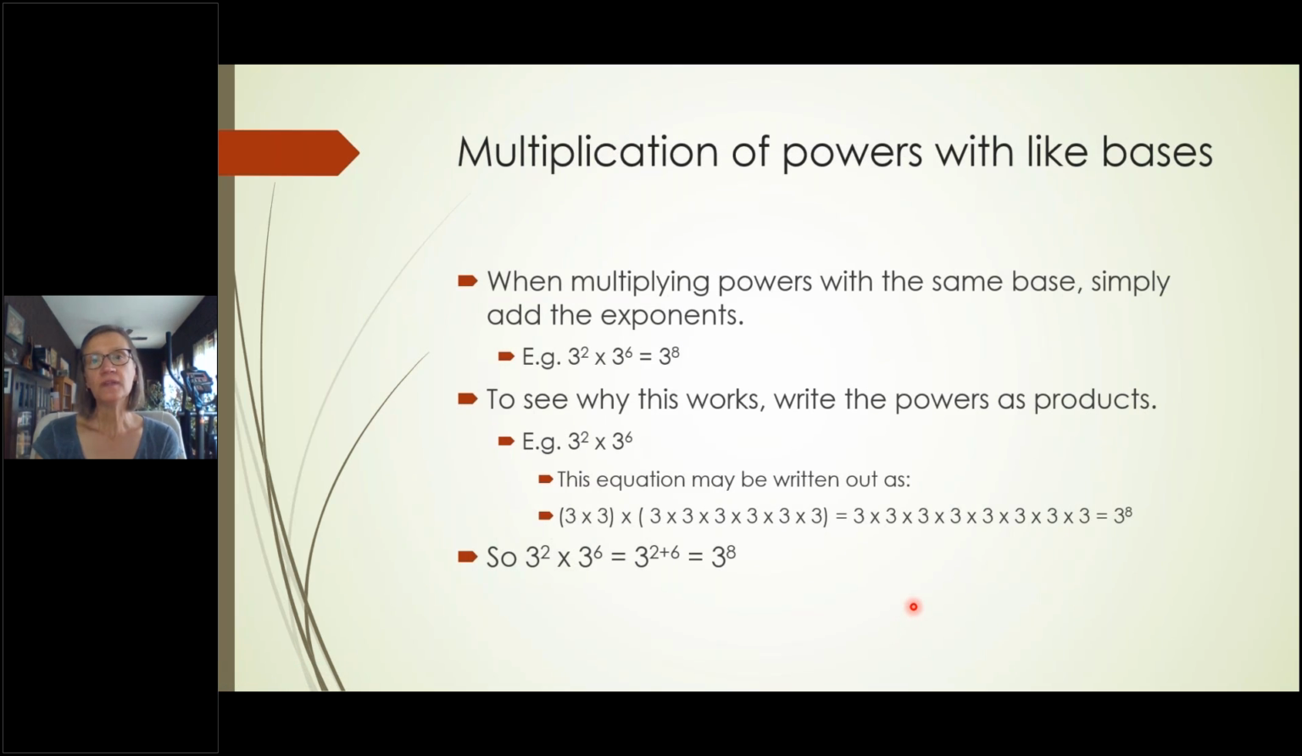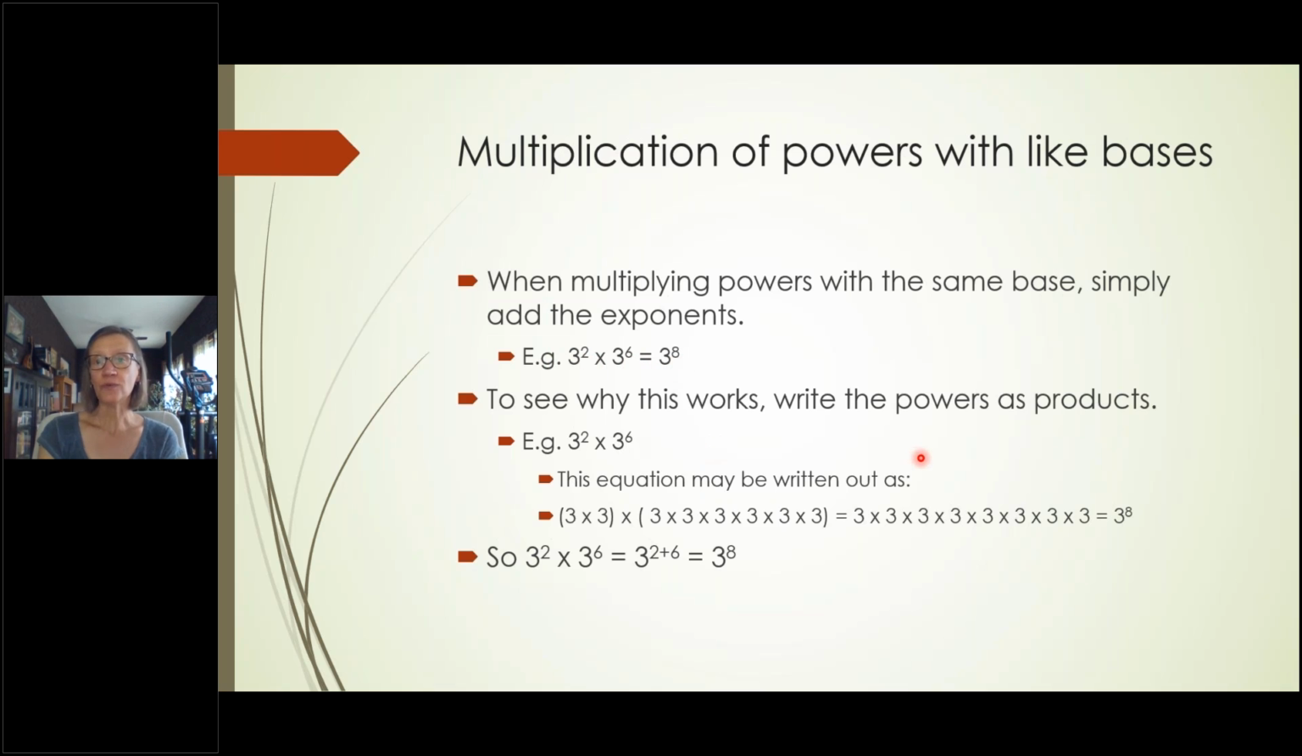Now, sometimes there's a neat little trick when you have multiplication or division of powers when they have the same base. When you're multiplying powers with the same base, you simply add the exponents. So an example would be 3 to the second power times 3 to the 6th equals 3 to the 8th. I added 2 plus 6 equals 8.